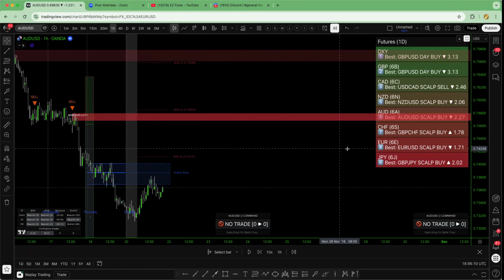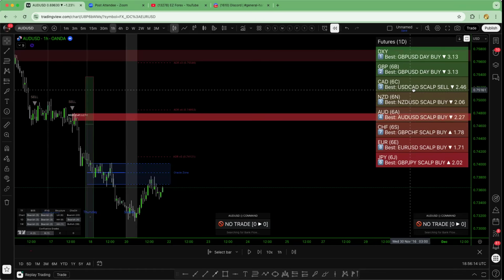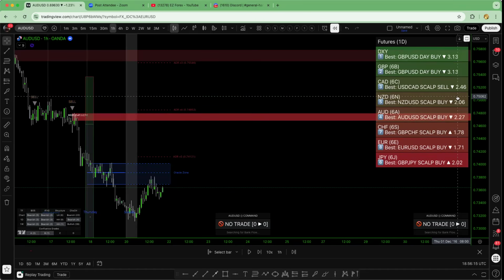So realistically, yes, USD CAD did a nice sell trade, but obviously it had a better push. Remember, I told you the reason these numbers are there is they're telling you that these pairs are pulling away from each other at this speed. So GBP was pulling away from the dollar faster than the CAD was pulling away from the dollar. Do you get what I'm saying? So that's why they're there.